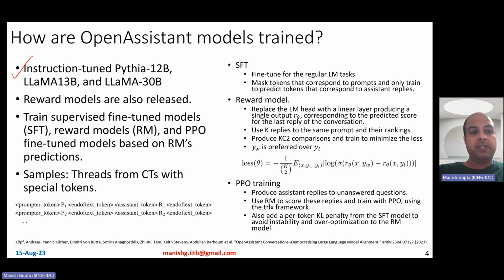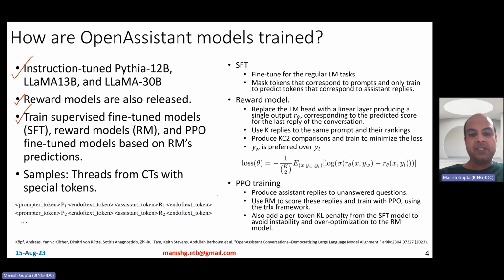The reward models are also released as part of the release. So of course, they have released the instruction tuned models publicly and also the reward models. They trained using supervised fine tuning. They actually trained reward models, and they also PPO fine tuned the supervised fine tuned models using the reward model predictions.